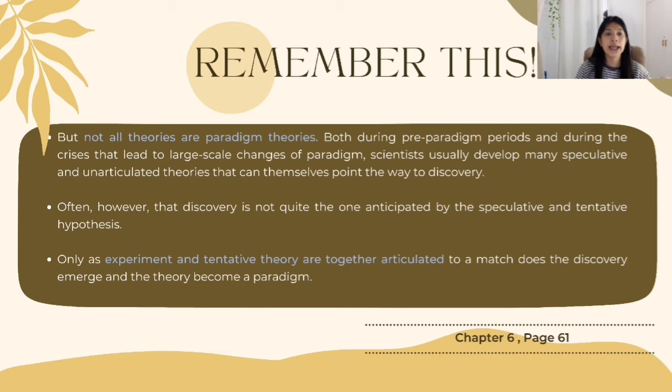Before we proceed to chapter 13, remember this: not all theories are paradigm theories. Both during pre-paradigm periods and during the crisis that led to large-scale changes of paradigm, scientists usually develop many speculative and unarticulated theories that can themselves point the way to discovery. Often, however, the discovery is not quite the one anticipated by the speculative and tentative hypothesis, until experiment and tentative theory are together articulated. Thus, the discovery emerges and the theory becomes a paradigm. So these anomalies were novel in that they violated the expectations generated by the current paradigm. Upon further examination and exploration, the anomalies forced the paradigm change and became expected.